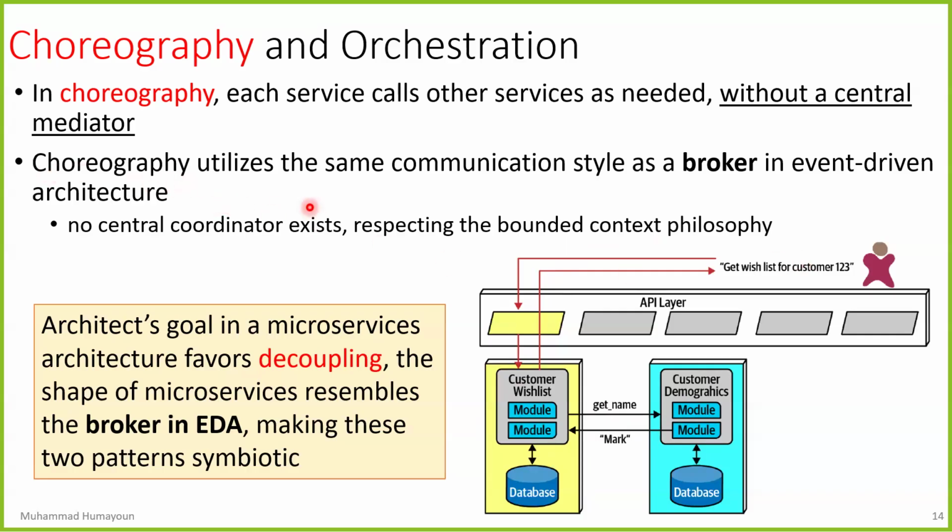So choreography utilizes the same communication style as the broker in event-driven architectural style. There is no central coordinator, respecting the bounded context philosophy. We are still respecting the bounded context since customer wish list is in charge of everything about wish list. But when it requires further information from other services, it can simply ask. And when it is returned, it will fulfill the request, for the purpose this customer wish list business process microservice was created.